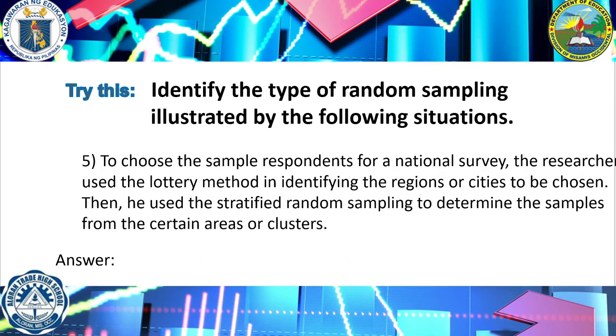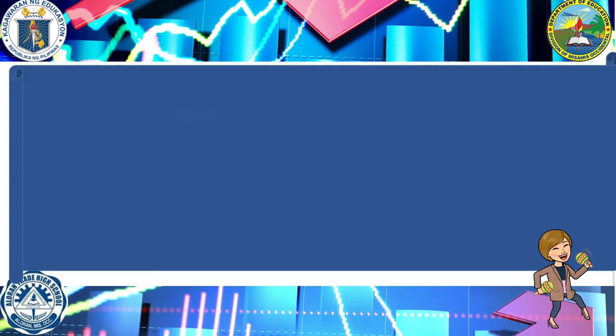Lastly, to choose the sample respondents for a national survey, a researcher used the lottery method in identifying the regions or cities to be chosen. Then, he used the stratified random sampling to determine the samples from the certain areas or clusters. What type of random sampling is this? That is correct. We have multi-stage random sampling.